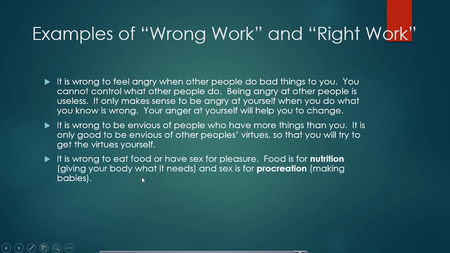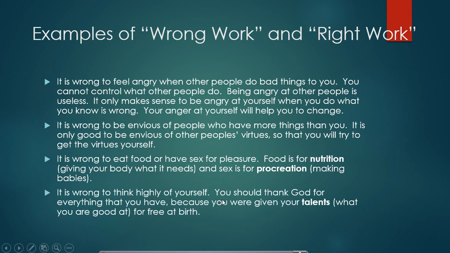They believed everything was for a purpose. God made everything for a purpose. Eating food is for nutrition, and sex is for procreation. And anything else is sinful.